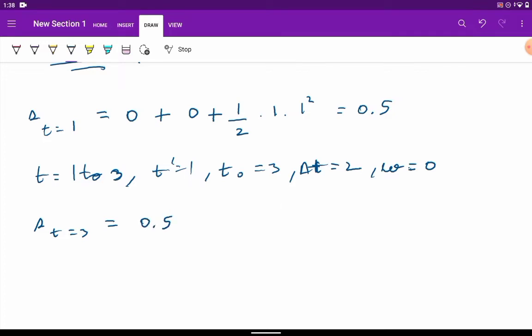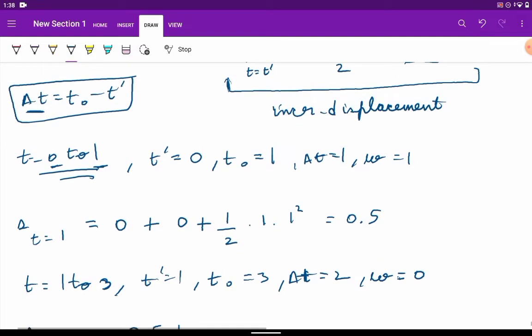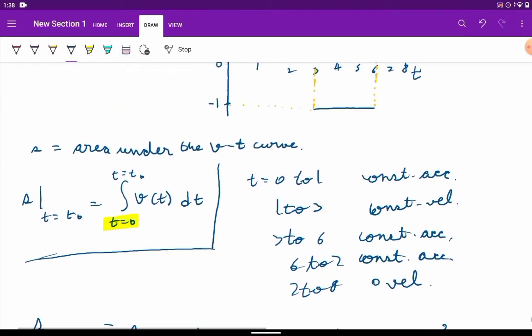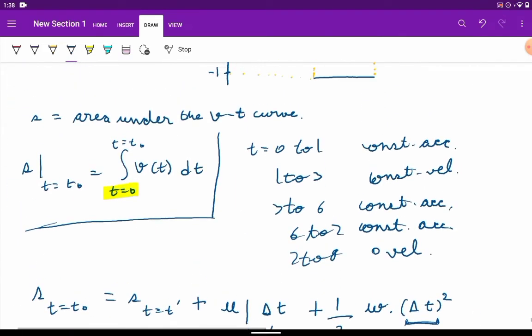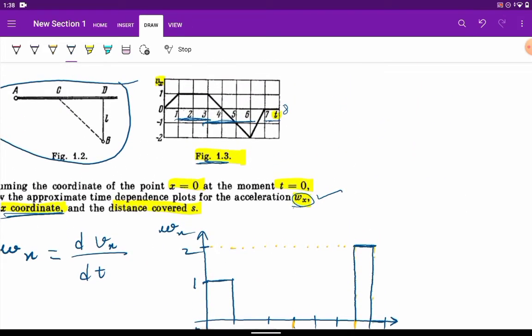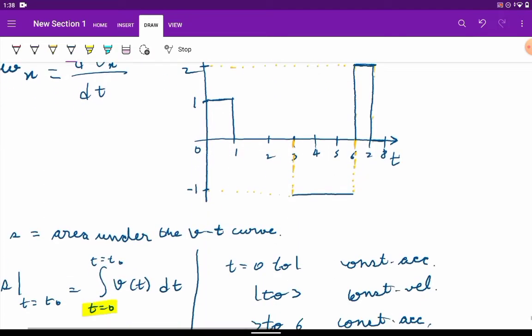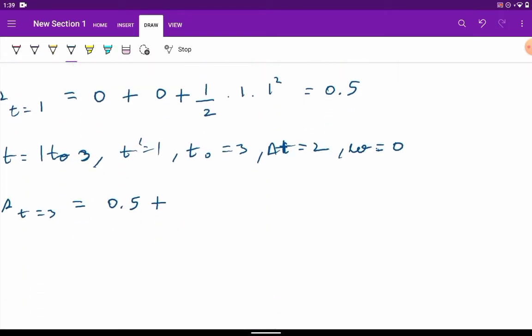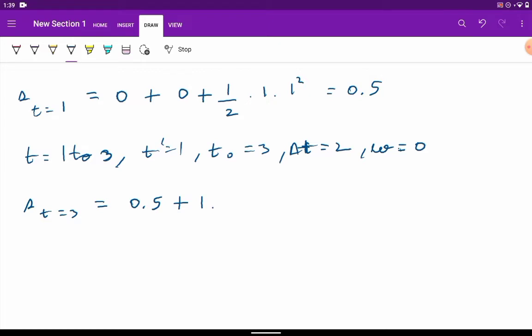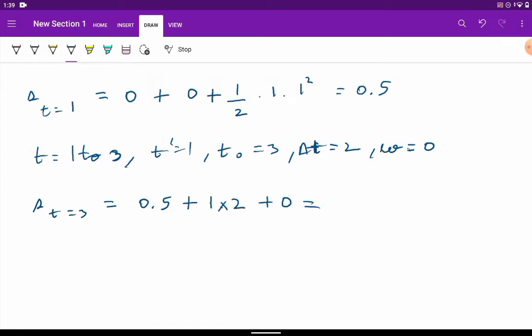Plus ut. Okay, so u is basically the velocity at t equal to t dash, where t dash is 1. So at t equal to 1, the velocity over here is 1 from figure 1.3. So substitute 1 into delta t, which is 2, and since w is 0, this is basically, I shouldn't write it this way, it is 1 into 2, avoids confusion, sorry for that. So 2.5.